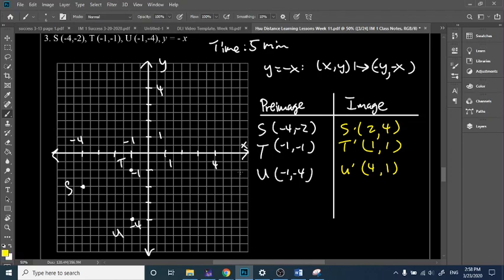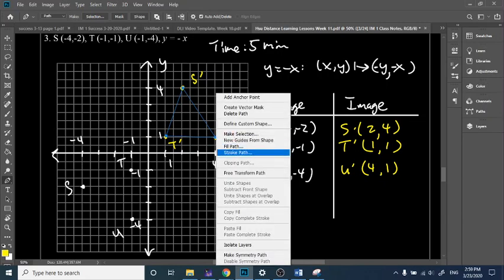Alright, now let's go to the next one. 2, 4. 1, 1. And 4, 1. S prime, T prime, U prime. And I'll just connect those. I forgot to connect the other one, but that's fine. I'll go back and do it.